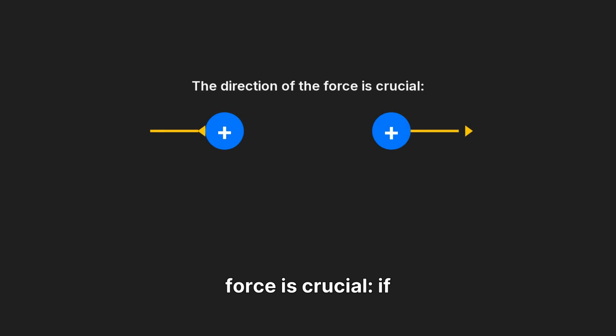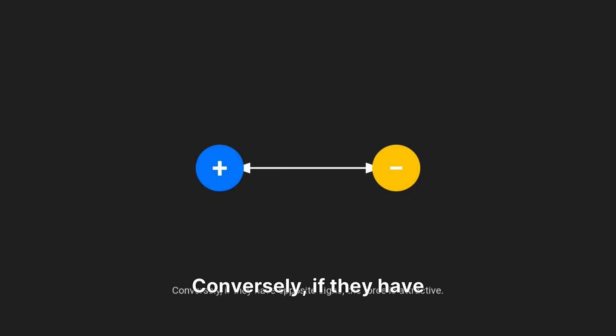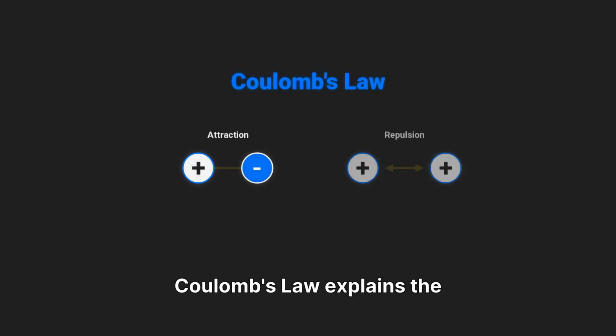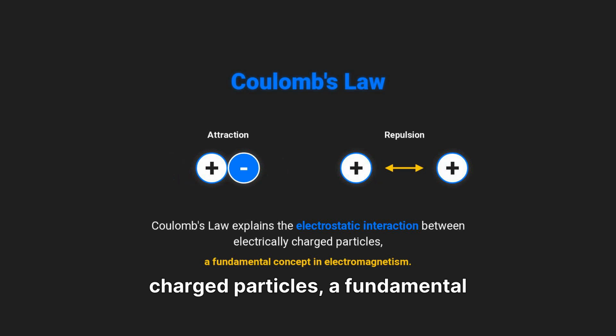The direction of the force is crucial. If charges have the same sign, the force is repulsive. Conversely, if they have opposite signs, the force is attractive. Coulomb's law explains the electrostatic interaction between electrically charged particles, a fundamental concept in electromagnetism.